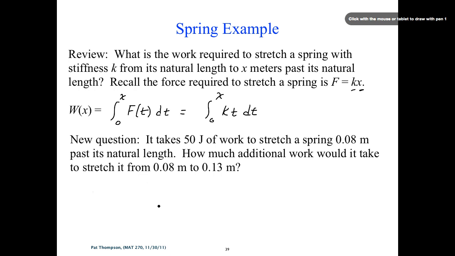Volunteer. Anyone think they know how to get started? Yeah. Okay, and how are we going to find the spring constant? Careful. What is 50? Oh, my bad. Yes, right. It's not force. This is the amount of work, right? So this is Newton meters. It's Newton meters. But yeah, we want to find that spring constant first. How are we going to do that?